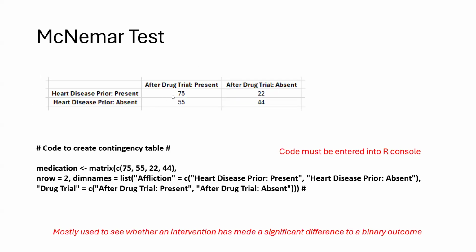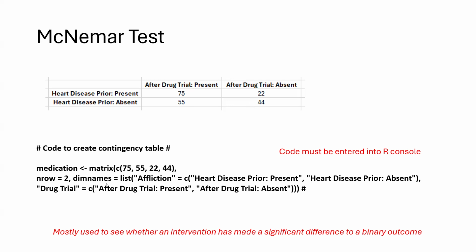So I'll explain what each row category and cell category is demonstrating in the subsequent slide. But first, I want to show you how to create this matrix within R, because you'll need to create the matrix first before you can apply the McNemar test within R. So we're going to create a matrix, and the name of that matrix is going to be medication. So we need to go from top to bottom, left to right, defining each matrix cell. So we're going to say 75 is our first cell, then 55, then 22, and then 44.